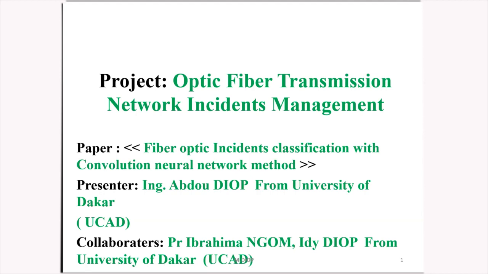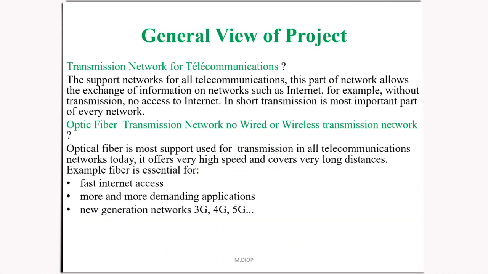Let's begin. The first question can be: why transmission network, or what is a transmission network? The transmission network is the support network for all telecommunication systems. This part of the network allows us to exchange information on networks such as Ethernet. For example, without transmission, no access to internet. In short, transmission is the most important part of every network.